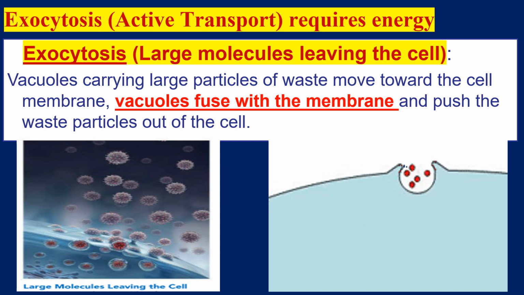Exocytosis, active transport, requires energy. In exocytosis, large molecules leave the cell, like some wastes. Vacuoles carrying large particles of waste move towards the cell membrane. Vacuoles fuse with the membrane and push the waste particles out of the cell.